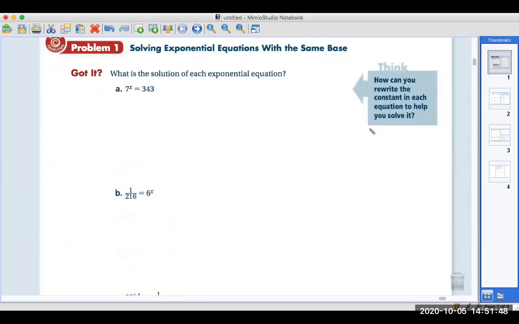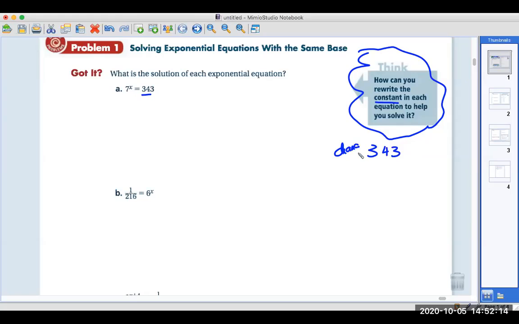Let's look at what they're saying over here. How can you rewrite the constant in each equation to help you solve it? The constant is this right here. You always want to make it the smaller number, and 7 is the smaller number. How can I change 343 to base 7? And you need your calculator for that.